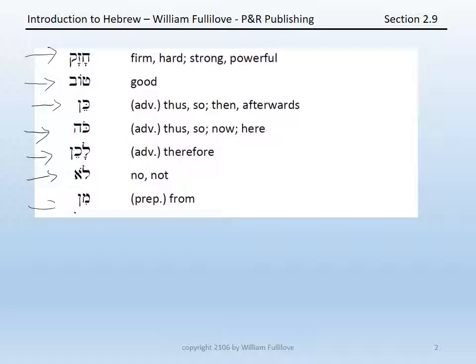And min, the Hebrew preposition glossed as from. Recognize that because min ends in a nun, when it is placed before another word, the assimilation of nun, which we discussed in Section 2, will be often relevant.